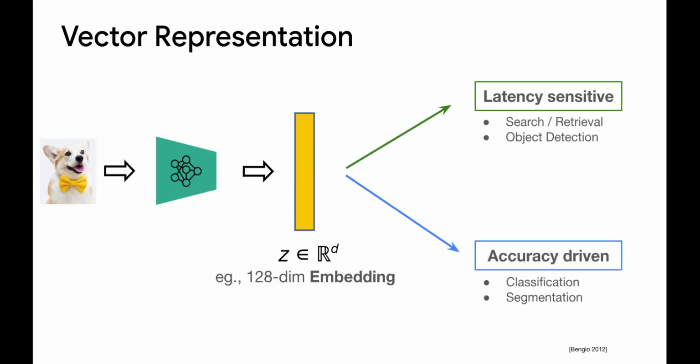On the other hand, you also use these fundamental representations for more accuracy sensitive tasks like segmentation and classification. There could be a classification task which, when you go from 128 dimensions to 64 dimensions, loses like 3% in accuracy, and it is a very crucial 3%.